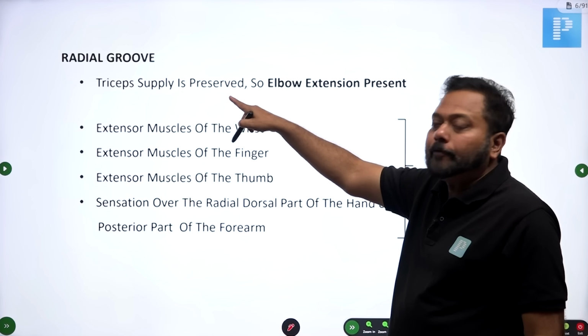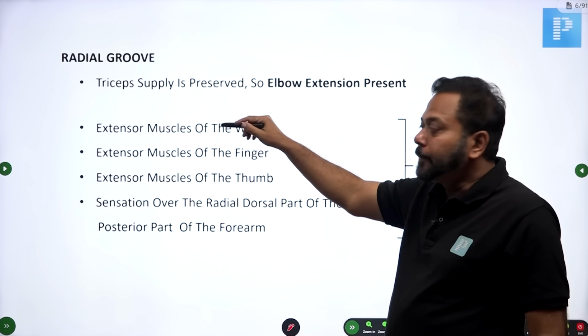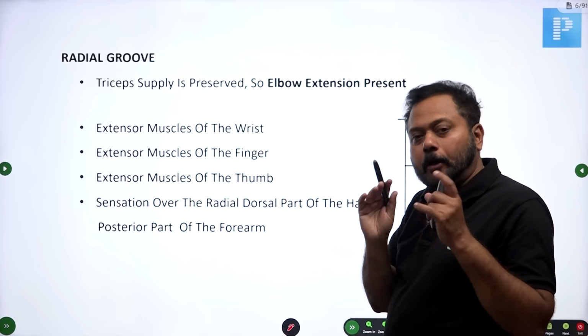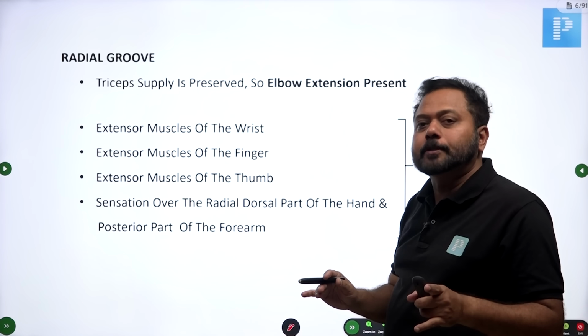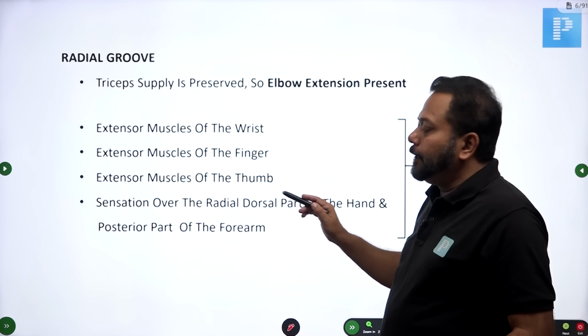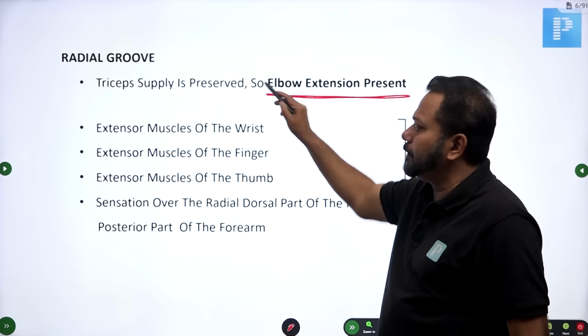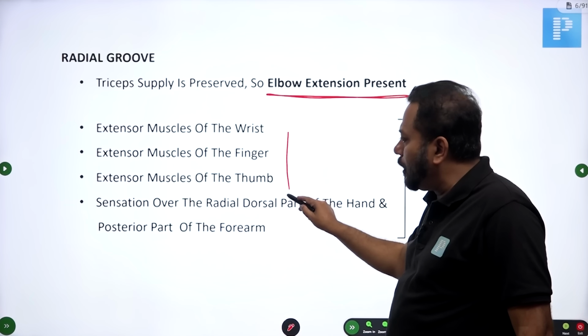If it is at the level of the radial groove, that is at the arm, this is the most common site, where fracture shaft of humerus is the commonest cause, especially the Holstein-Lewis fracture. Here elbow extension is possible. Elbow extension is present. All other things are lost.